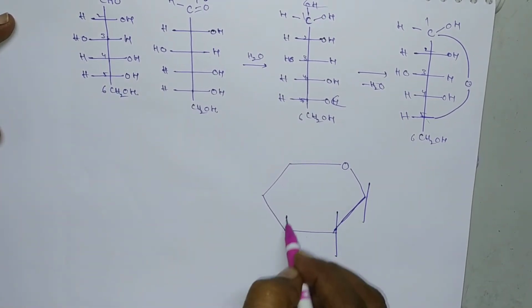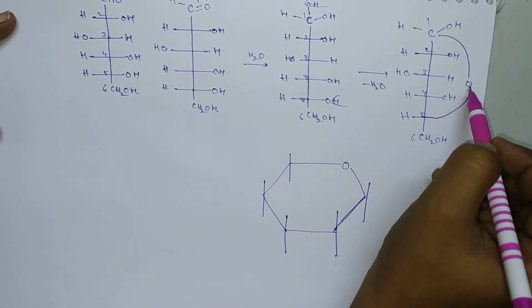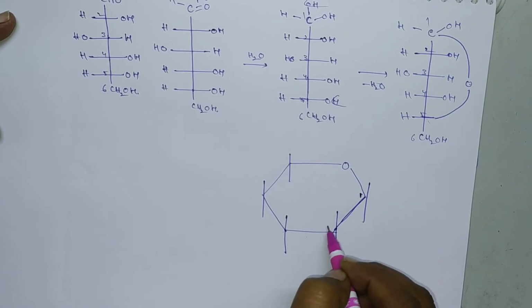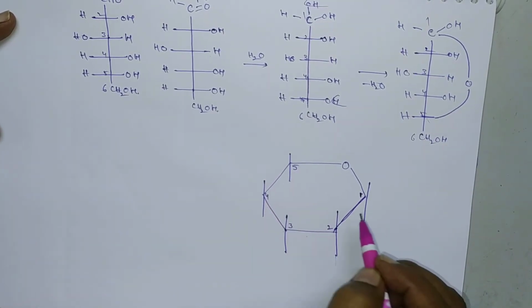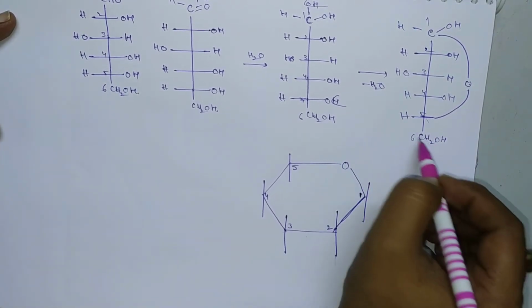Here it consists of each carbon carrying 2 groups. So like this, here it is oxygen. So this is the first carbon. Adjacent to oxygen it is the first carbon, then second, third, fourth and fifth carbon. So 5 carbons are there. Here this fifth carbon carries 2 groups.